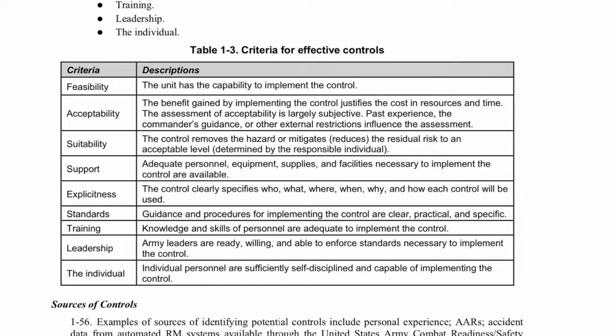When it comes to the control measures that we're going to use, we have a couple different types of criteria that we need to bear in mind, and that is that it should be feasible, it should be acceptable, it should be suitable, it should support standards and training of the personnel as well as the leadership and that individual as well, right? Does that make sense?